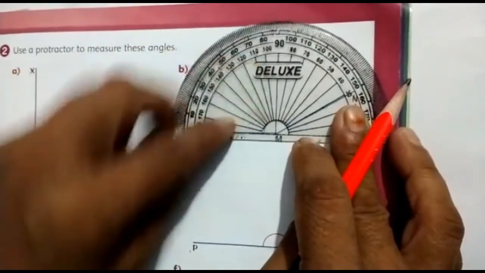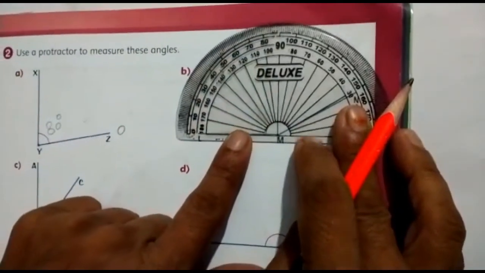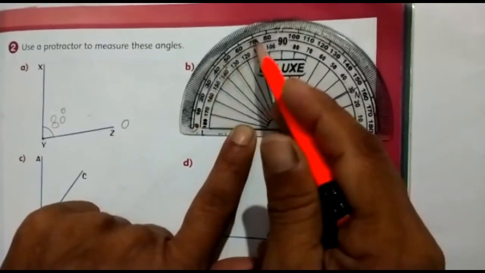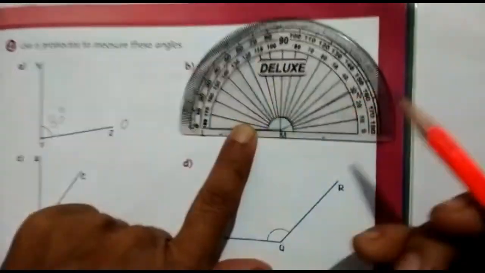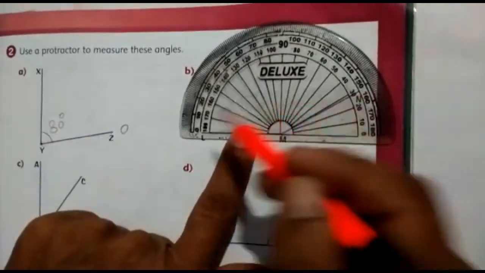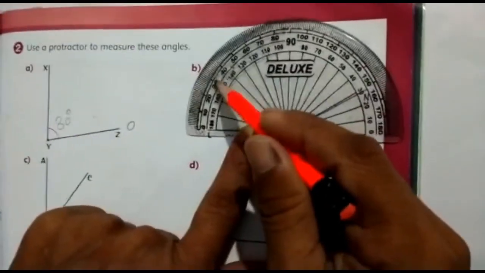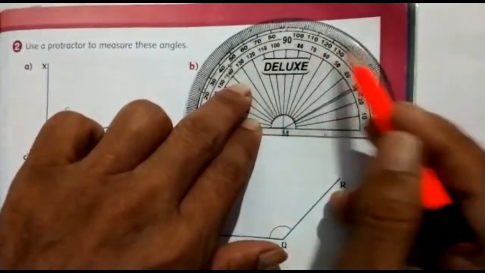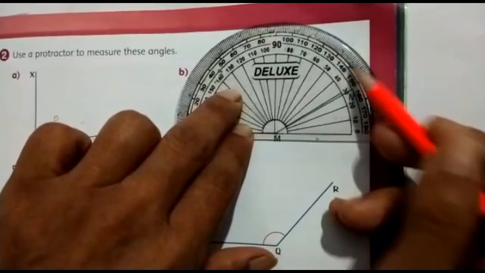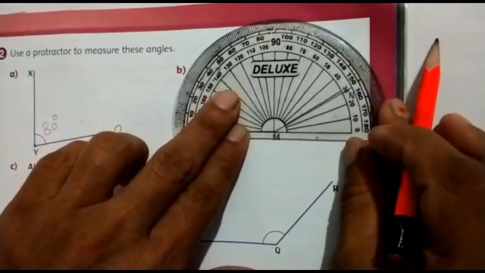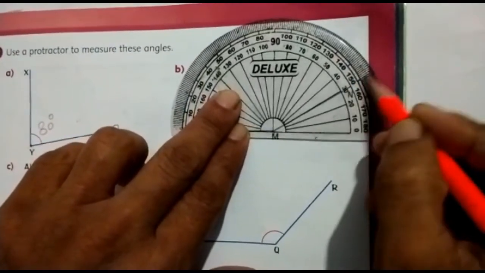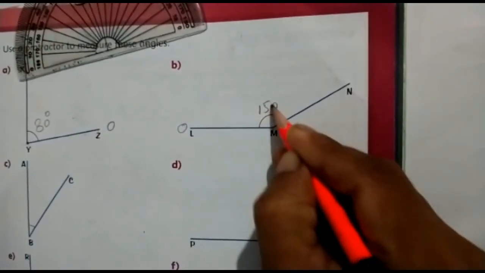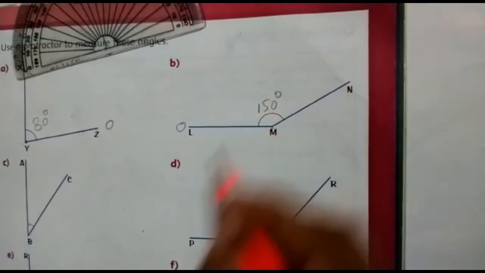It's 0, and the upper numbers are starting with 0. Now we will start counting: 0, 10, 20, 30, 40, 50, 60, 70, 80, 90, 100, 110, 120, 130, 140, 150. And this line is on 150, means this angle is 150.